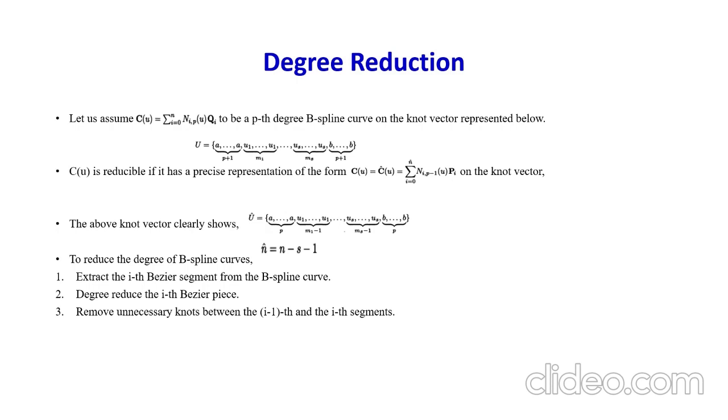The above knot vector clearly shows that u cap equal to a comma and so on a, and from the above knot vector we also receive n cap equal to n minus s minus 1. So we found the unknowns u cap and n cap. To find the control points, we use 3 steps: extract the ith Bezier segment from the B-spline curve, reduce the degree of the ith Bezier piece, and remove unnecessary knots.